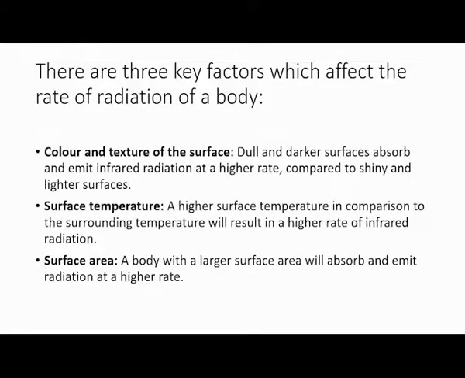Then we move to other factors that affect the rate of radiation of a body. The color and the texture of the surface: dull and dark colors absorb and emit infrared at a higher rate compared to shiny and light surfaces. Surface temperature: the higher the surface temperature in comparison to the surrounding temperature, the higher the rate of infrared radiation. Surface area: a body with a larger surface area will absorb and emit radiation at a higher rate.